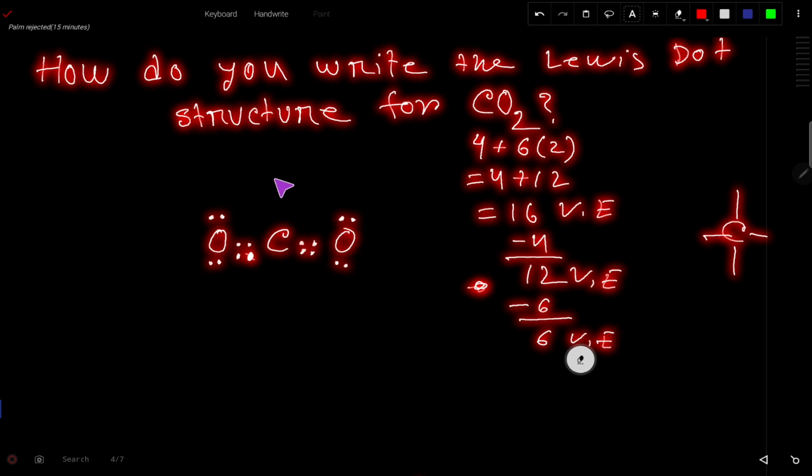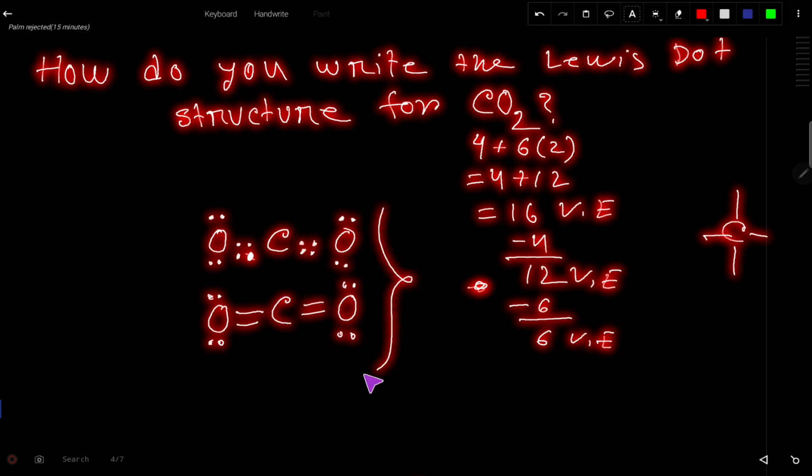That is, this is the way you can write the Lewis dot structure for CO2. You can express this molecule like this. You can express the bond pair as a dash. So the Lewis dot structure is this or this.